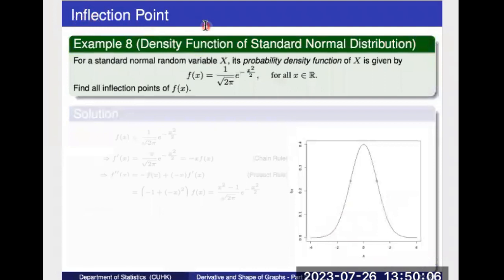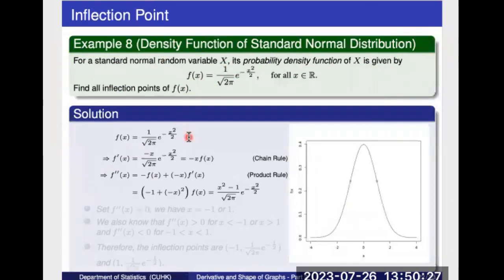Let's conclude with a full example of locating inflection points on the standard normal distribution graph. For a standard normal random variable X, its probability density function is given by f of x equals 1 over the square root of 2 pi times e to the power of negative x squared over 2, for all x in R. To find the inflection points of f of x, we can find its second derivative and check its sign. The first derivative of f of x is negative x over the square root of 2 pi times e to the power of negative x squared over 2, which equals negative x times f of x. The second derivative of f of x is negative f of x plus negative x times f prime of x.